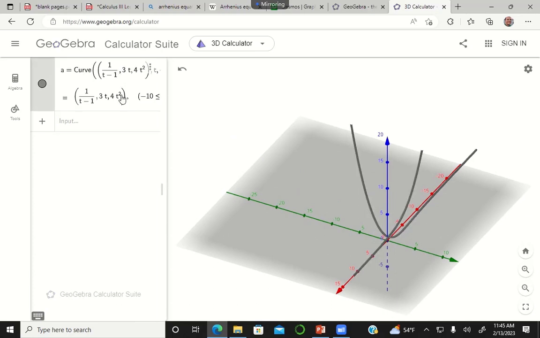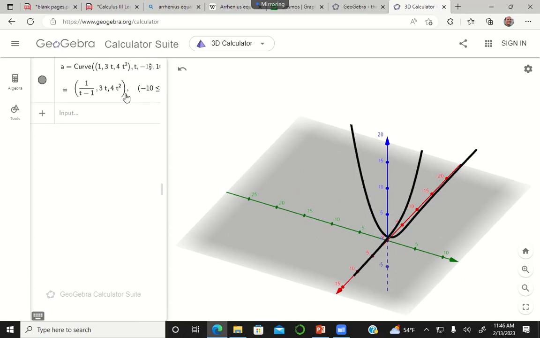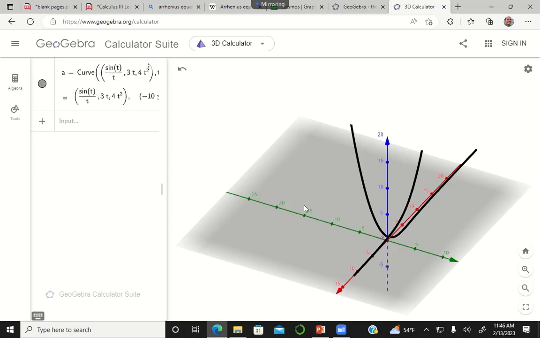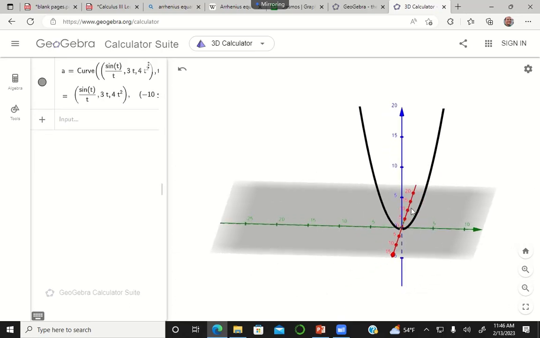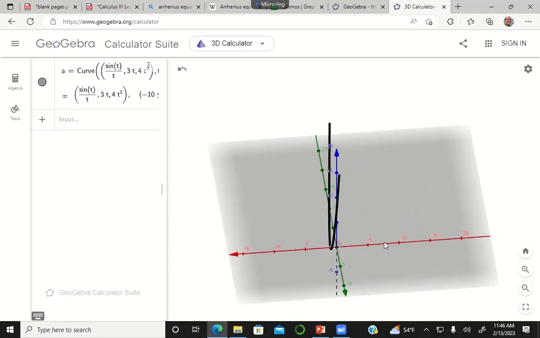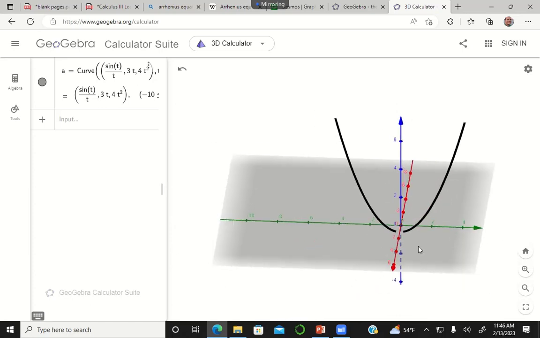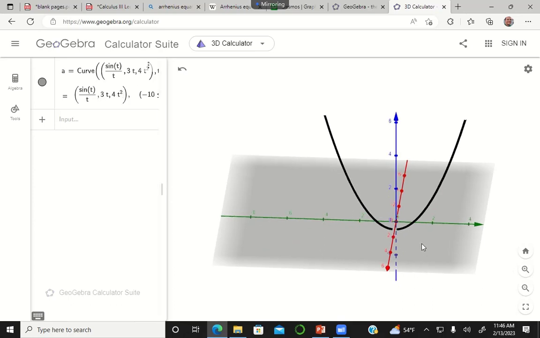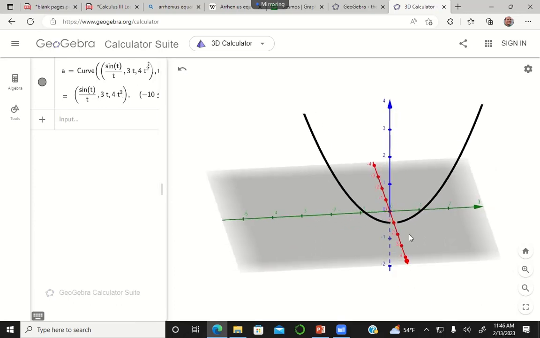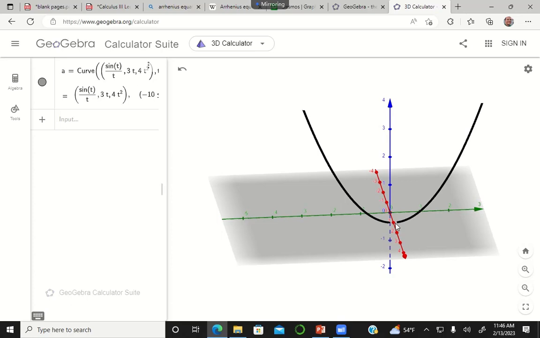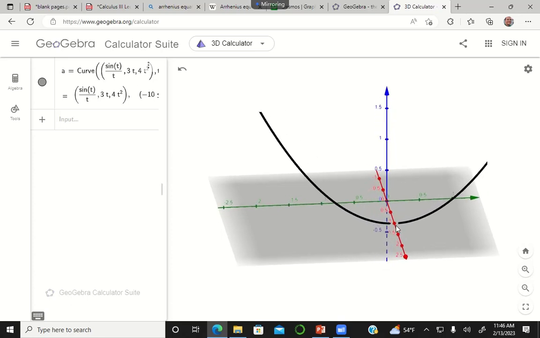If we tried, you know, instead of 1 over t minus 1, what if we did sine of t over t, right? Sine of t over t. So still at the point where t is equal to 0, we should have a discontinuity, right? Or when y is equal to 0, we should have a discontinuity. But it's a removable discontinuity, right?